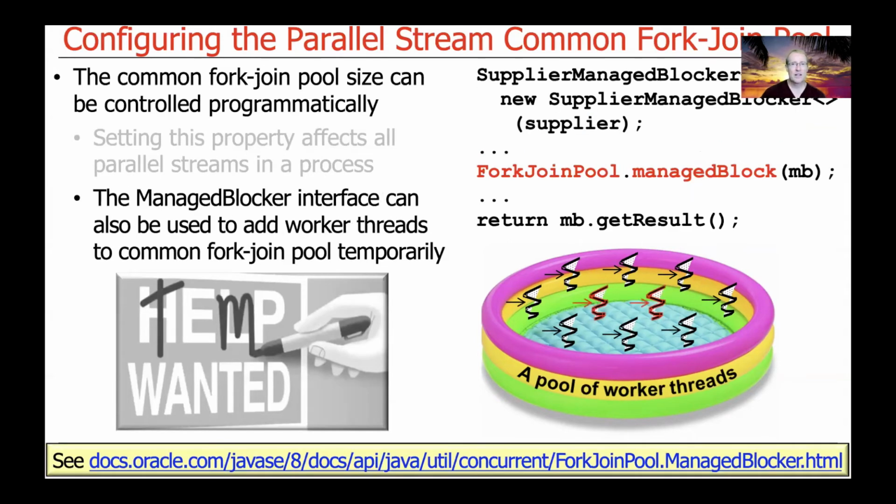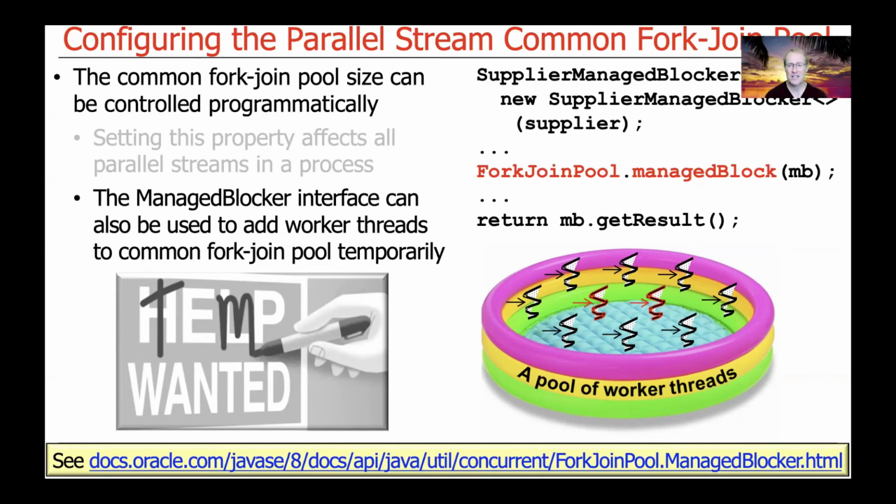To work around this limitation of the static mechanism, you can also use something else called a managed blocker. ManagedBlocker is an interface that's defined as of Java 8, and managed blockers can be used in conjunction with a few other mechanisms built into the common fork join pool to temporarily add worker threads to the common fork join pool. You can kind of think of this as seasonal help hired by Amazon or shopping malls over the holidays when there are lots of people coming to shop. So you temporarily add extra threads.